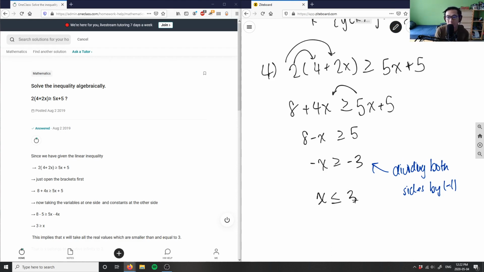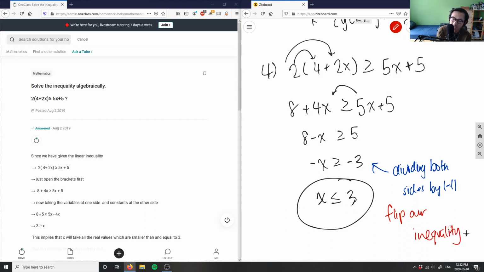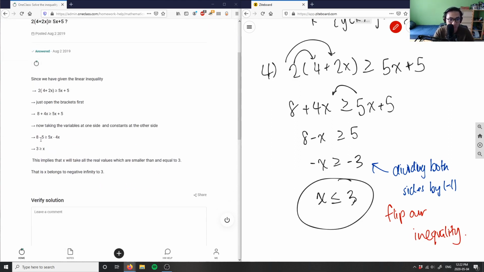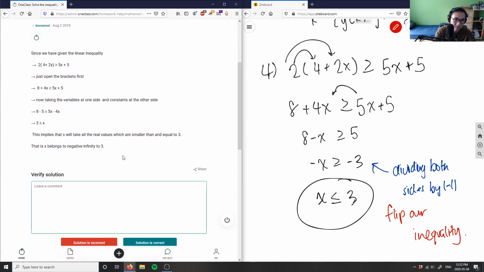And this here is my answer for this inequality here. X is less than or equal to 3 here. And because when we divide both sides by a negative number here, this will flip our inequality. So this here is our correct answer. X is less than or equal to 3. And this here is the correct solution because they wrote the exact same thing, but they just flipped the order here. So solution here is correct. Good analysis here.